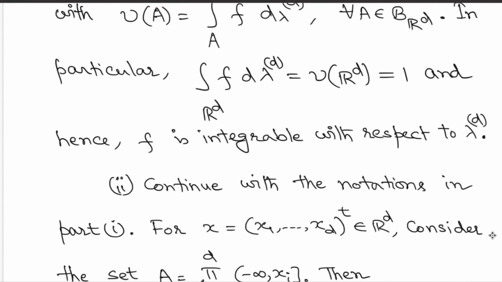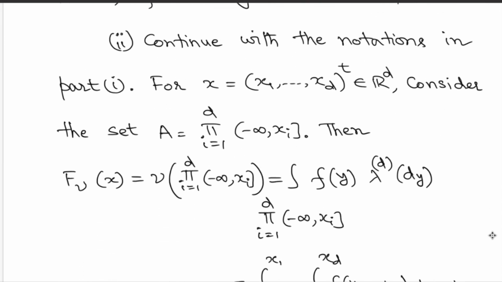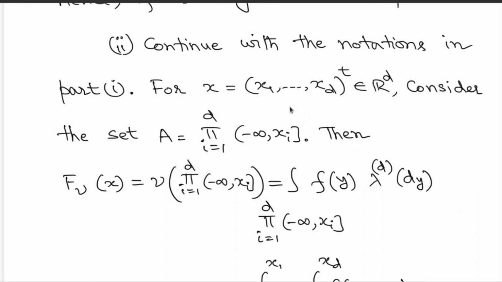You are also going to make this identification with the distribution function. So what do you do? Choose a point x with components x1 up to xd and look at this set capital A, which is a d-fold product of intervals, such that on the ith component you are going to take the interval minus infinity to xi, closed. Okay, so take a look at such an interval.